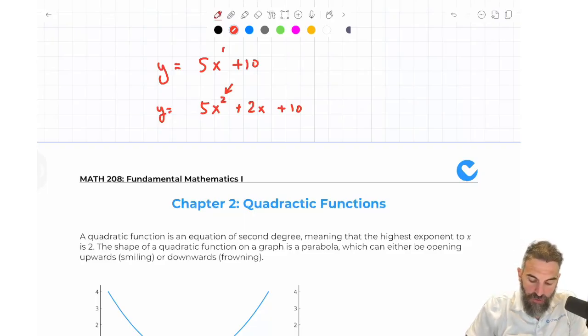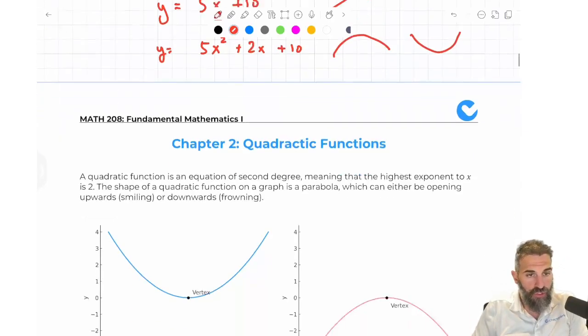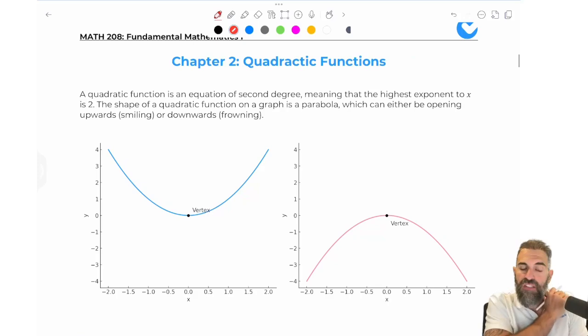The shape is also different. So a linear equation we saw in the previous chapter is a straight line, whereas a quadratic equation is a parabola, which you can see over here. Okay, so that is the subject of today's chapter.